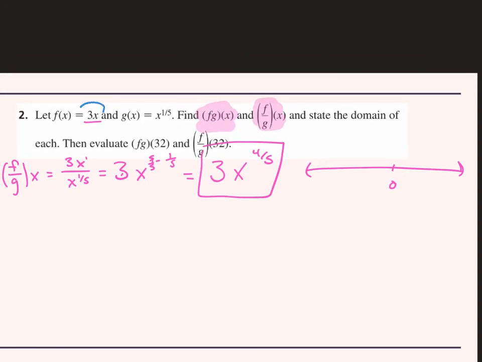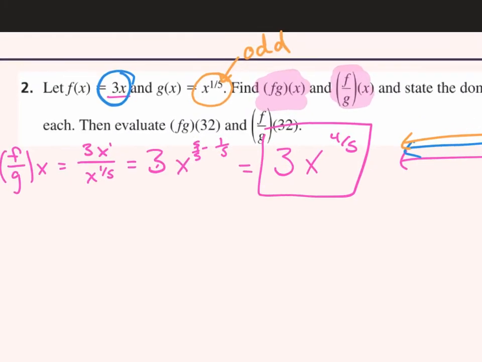What's our domain of f of x? Anything we can't plug in there? Nope. So we have all real numbers for f of x. What about g of x? What's our domain there? Same thing, all real numbers. Perfect. Because that index is odd, we can have negative numbers there. So we have all real numbers.